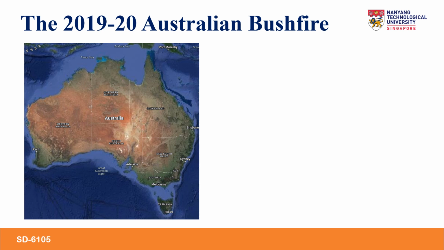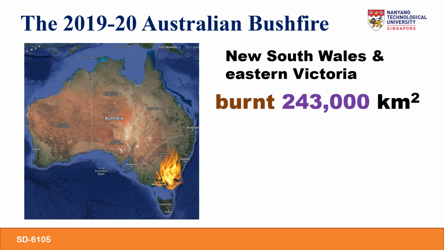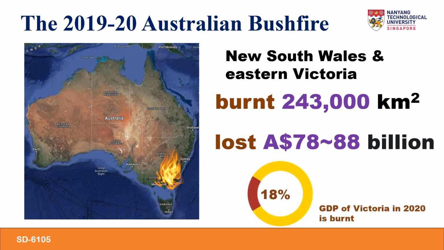In 2019, a catastrophic wildfire overwhelmed New South Wales and Eastern Victoria in Australia. It burned 243,000 square kilometers and caused a loss of about 78 to 88 billion dollars, which equals 18% of the GDP of Victoria in 2020. Also, millions of people as well as wild animals suffered from this catastrophe.